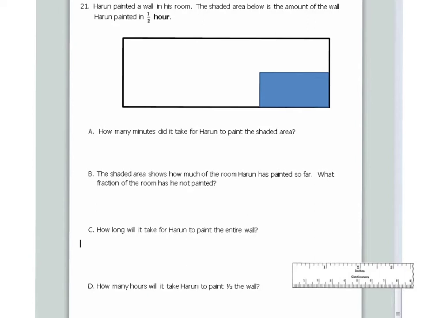There was also another question on your study guide that would have helped you with this. So hopefully you were already okay on this before we get started. Most people did a pretty good job on this section. A few of you do still need some help, so I'm going to help you with this one as well. Now, A says, how many minutes did it take for Haroon to paint the shaded area? Well, it told me half of an hour. If I know an hour is 60 minutes, what is half of 60? Half of 60 equals 30. So this is a 30-minute time period. So this would be 30 minutes.